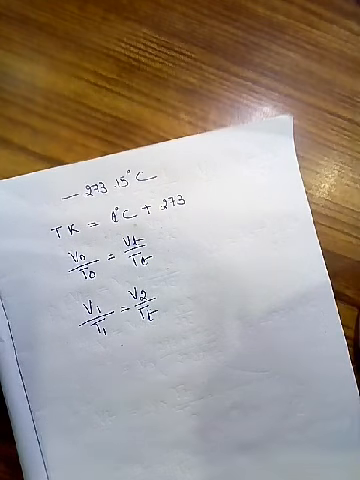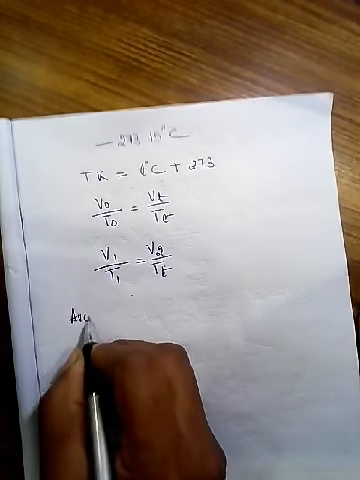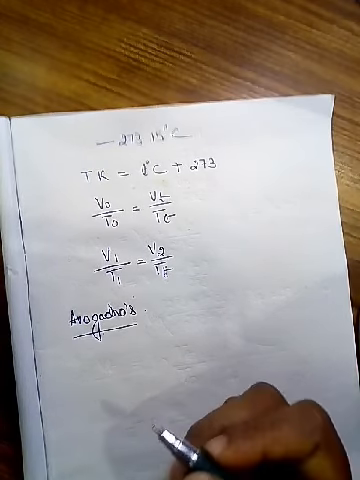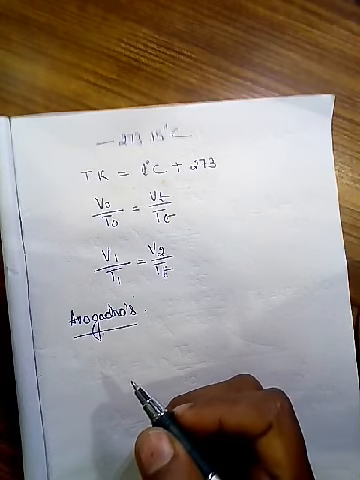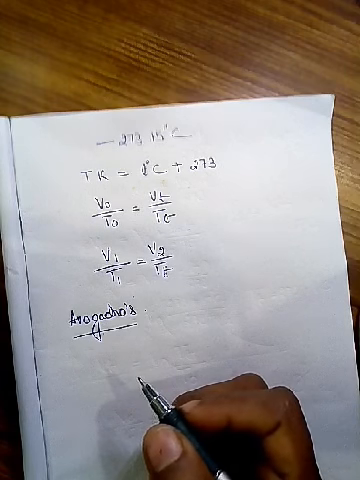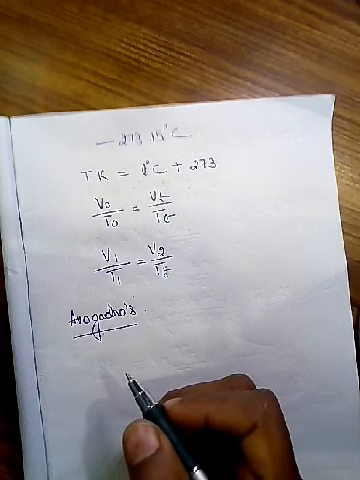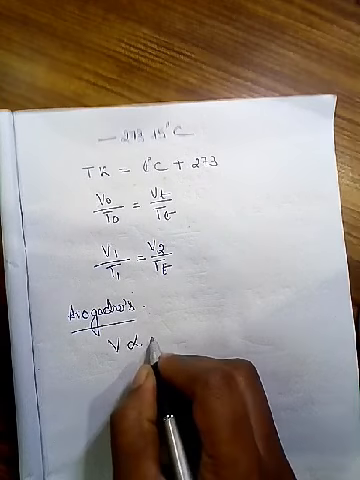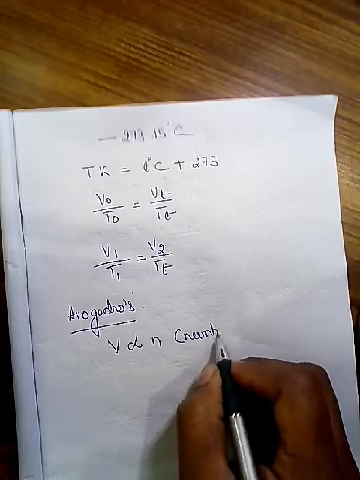Next comes Avogadro's law. Avogadro's law is very simple. It says, and you might have done this earlier also, equal volumes of all gases contain equal number of molecules under similar conditions of temperature and pressure. So we can write V directly proportional to small n, where n is the number of moles of the gas.